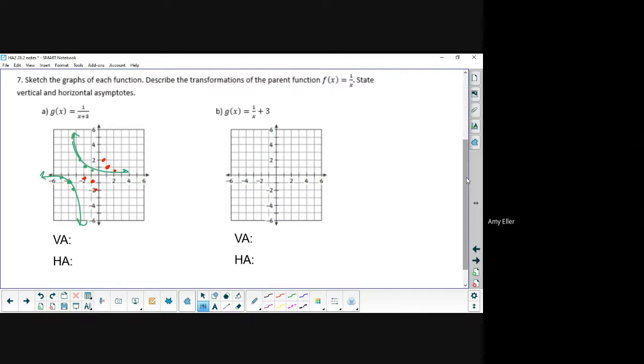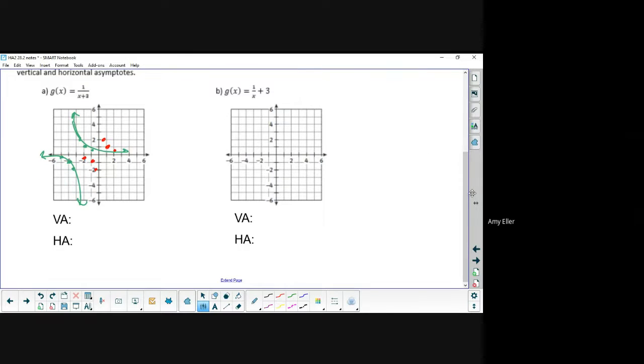Let me go ahead and read the full question in 7. Sketch the graph of each function. Got it done. Describe the transformation. You don't have to write that out. That's just a quick left 3. State the vertical and horizontal asymptote. So you can abbreviate as I did, VA, vertical asymptote.